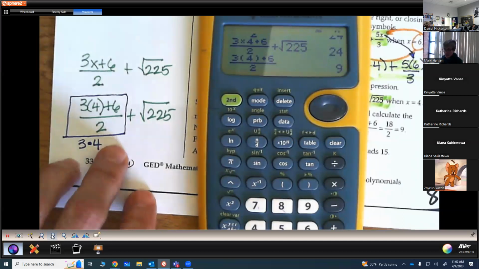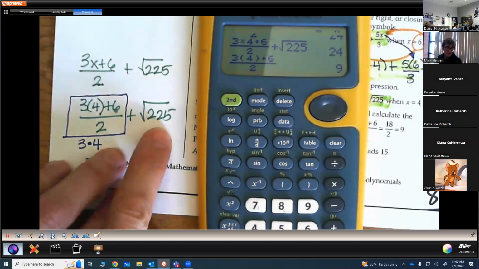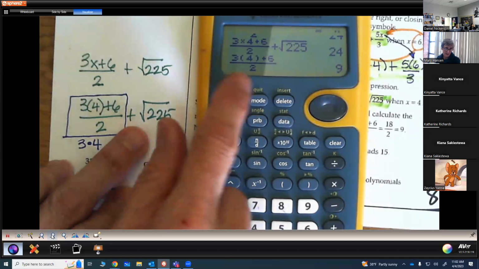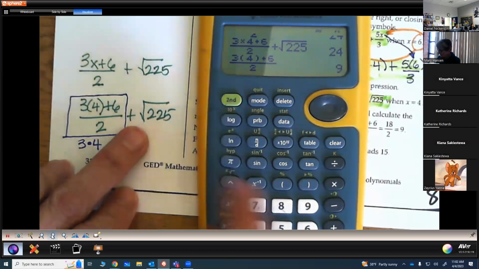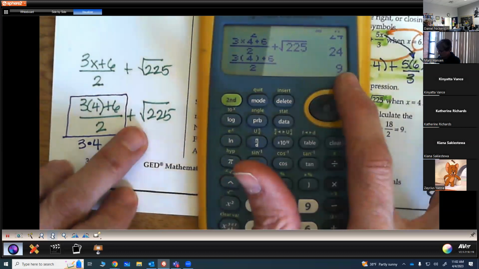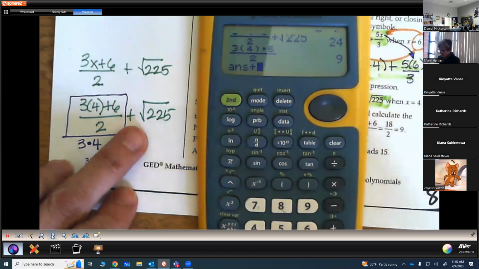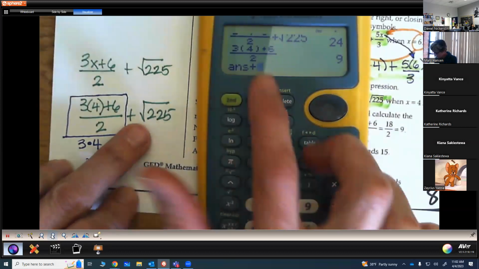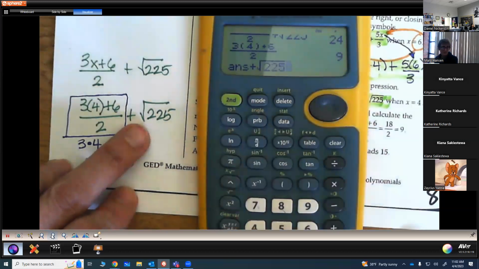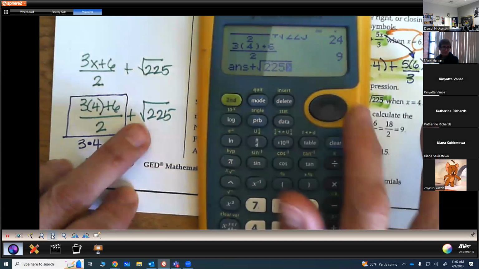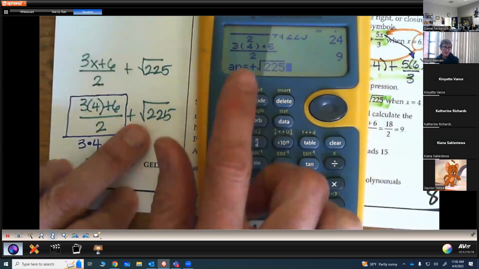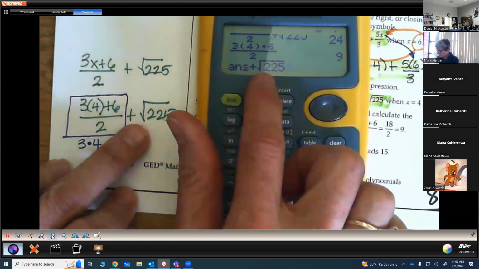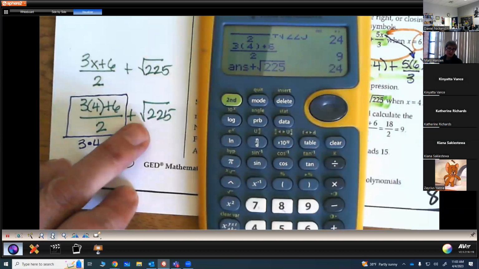And then maybe you're like, oh crap, I forgot to add the square root of 225. You do not have to put in all of this again. If you have your answer of 9 and you just hit the plus key, it's going to take the previous answer plus whatever you type in. So that's going to take the 9 from the previous answer, that was our fraction, and we're going to add the square root of 225 to it, and I'm going to get the same answer of 24.